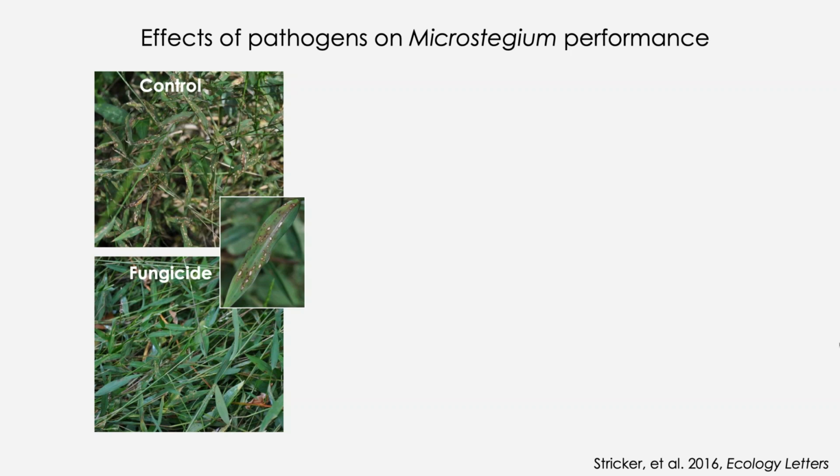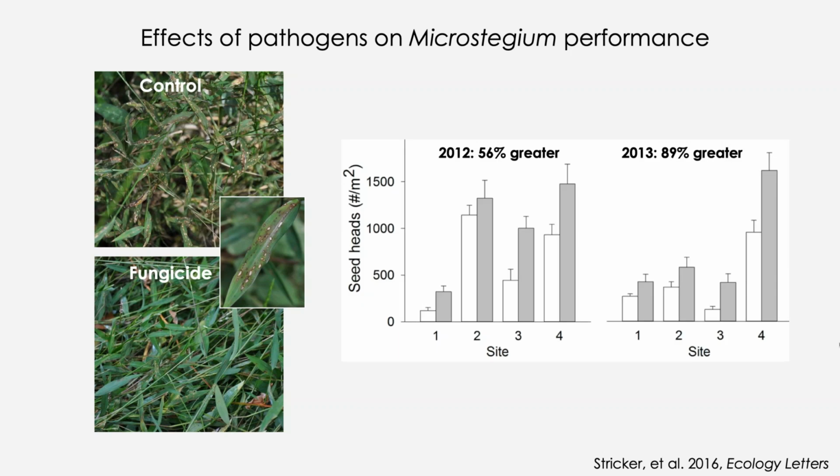So we conducted a simple experiment at one location across 4 sites in West Virginia, where we had plots where we applied a water control, or one where we applied fungicide to reduce disease. And we were very effective at reducing disease, and the result in terms of the number of seed heads produced by Microstegium was that on average across these 4 sites, seed production was 56% greater in 2012 and 89% greater in 2013, suggesting that this pathogen was in fact suppressing reproduction of Microstegium.